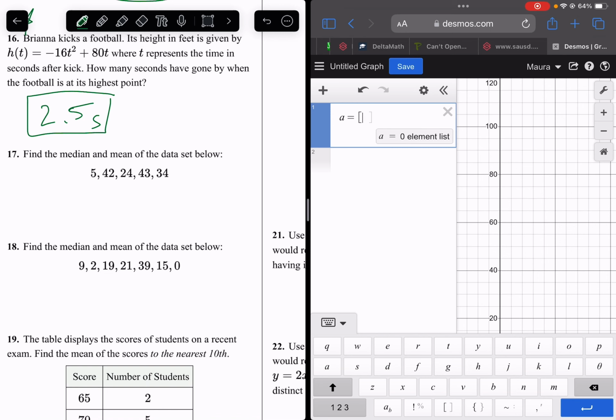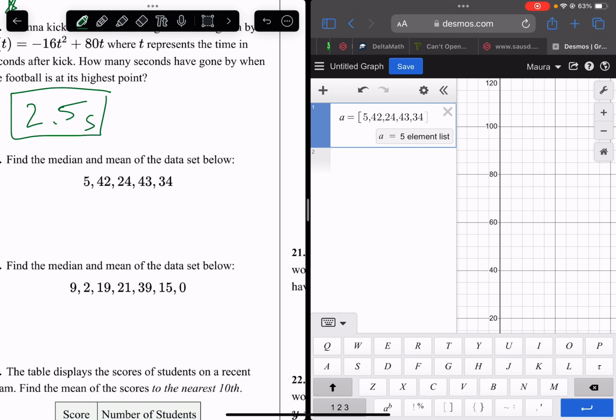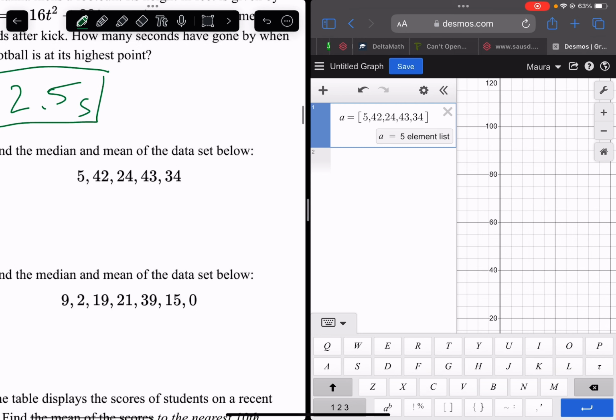All right, so they gave us our data set here, so you need to plug in your data set. You separate your values with a comma. So here we would do 5, comma, 42, comma, 24, comma, 43, comma, 34. And then we go ahead and close our bracket there. So one nice thing about Desmos is it tells you how many elements you put in the list. So you can see that I entered in 5 elements, 1, 2, 3, 4, 5. I had 5 elements to begin with.